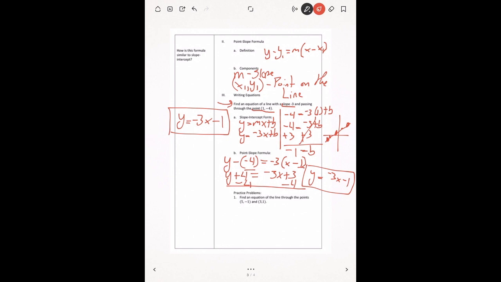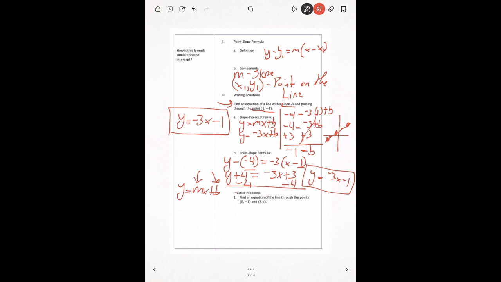In this first problem, I want us to find an equation of a line that goes through the points (5, -1) and (3, 1). So we need to come up with our own y = mx + b. We need to find the slope, and we need to find the y-intercept. Once we know those two numbers, we have our equation.